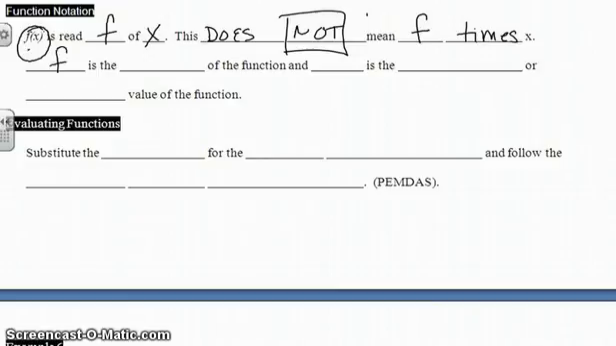So f is the name of my function, and x is the variable in the function, or our input value. So f of x, not f times x. So when we're given a value, what we're going to do is substitute that value for the variable.